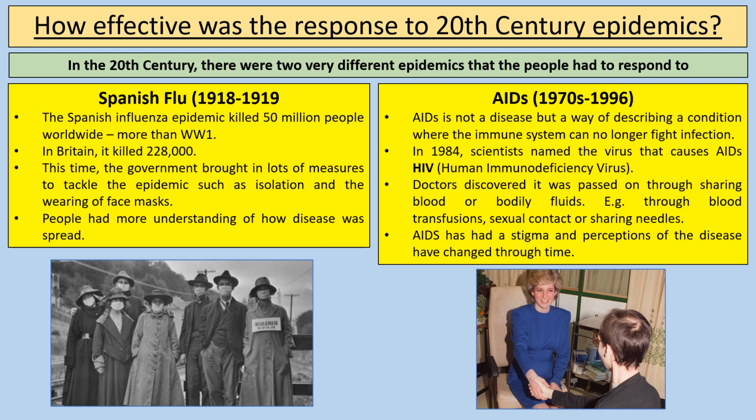Now, the AIDS epidemic, which lasted from the sort of late 1970s to around about 1996. AIDS is not a disease, but a way of describing a condition where the immune system can no longer fight infection. In 1984, scientists named the virus that causes AIDS HIV, which stands for Human Immunodeficiency Virus. Doctors discovered it was passed on through sharing blood or bodily fluids, such as through blood transfusion, sexual contact, or sharing needles. Now, AIDS has had a stigma, and perceptions of the disease have changed through time.